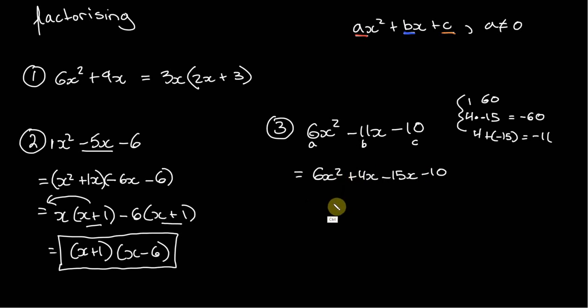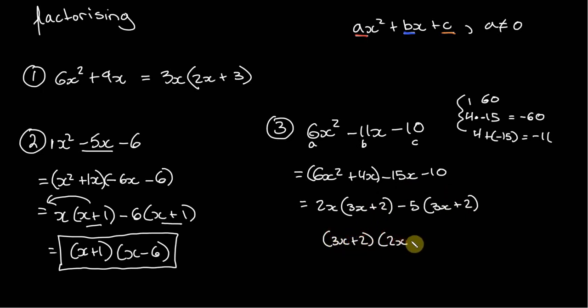Okay, and now we can factor this out a little bit further. In this case, for these two, we can factor out a 2 and an x. It's going to be 2x, which is going to leave us with 3x plus 2. And in this case, we can factor out a 5, and it could be a negative 5, which will leave us with 3x plus 2. Okay, now we can factor out a 3x plus 2. So what we're left with is just a 3x plus 2 and a 2x minus 5. And we're done with that problem.